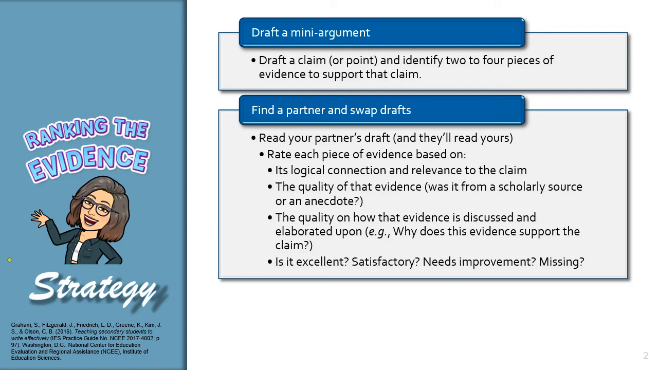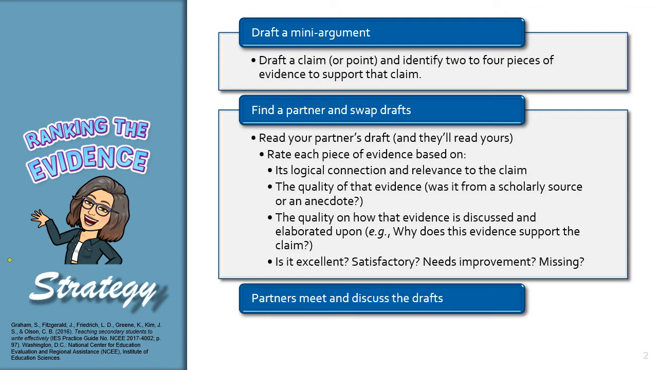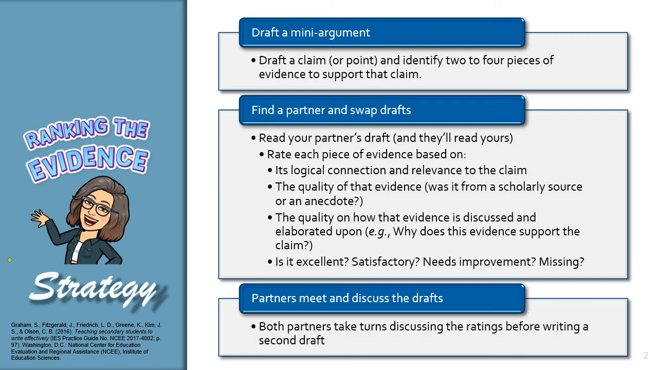After you've taken the time to read your partner's draft, rate the evidence along these dimensions, then you'll get back together with your partner and you'll discuss the drafts. Both partners will take turns discussing the ratings before writing a second draft. In this discussion, you'll point out what was strong and what still needs developing. This will help both you and your partner understand how to make your argument stronger.